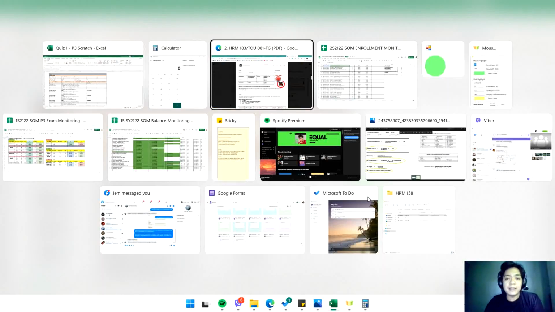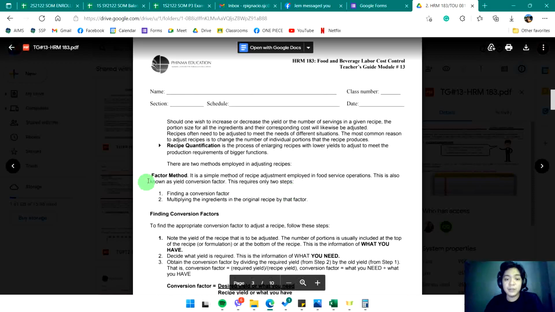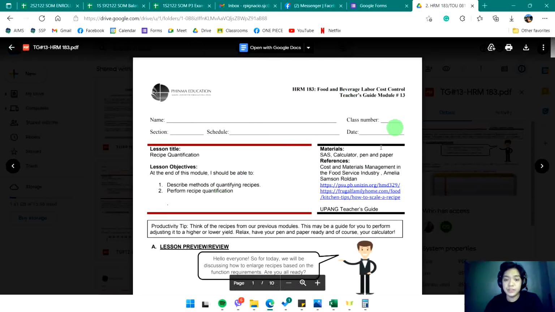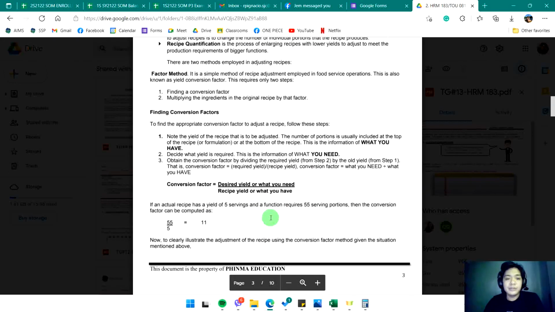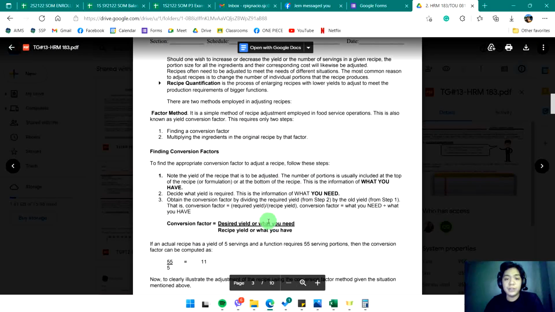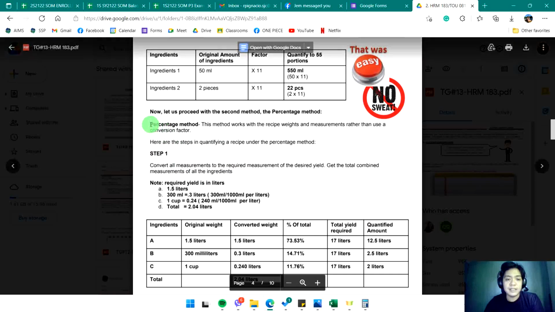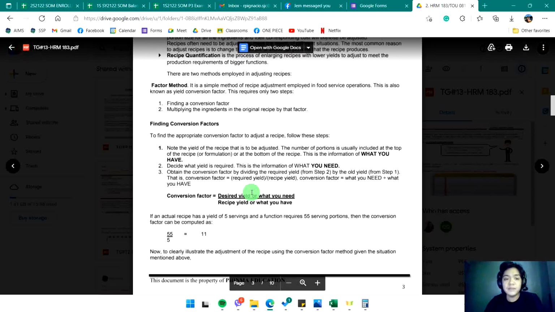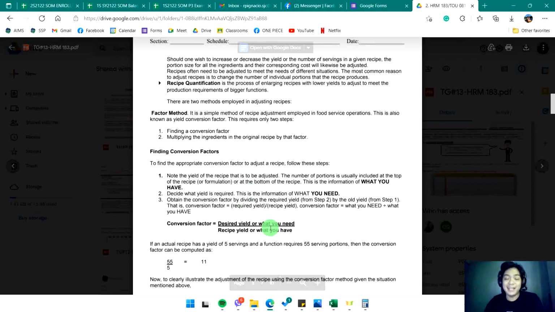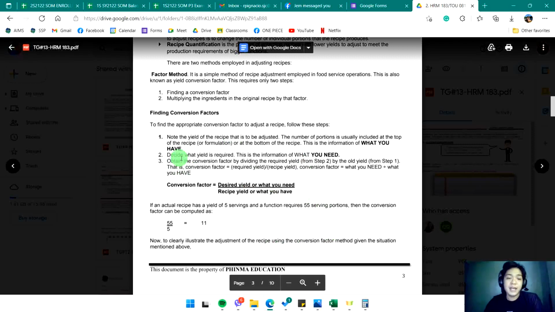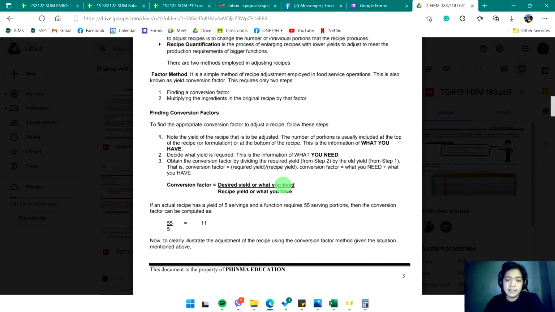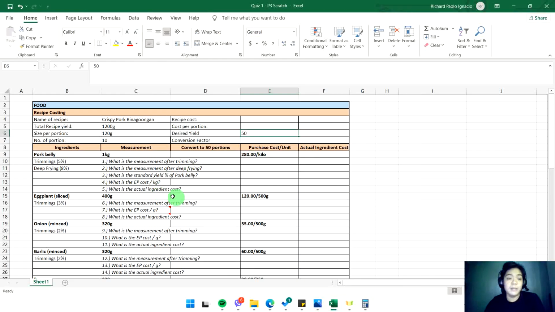Para makuha yon, babalik tayo dito sa ating factor method, recipe quantification, module number 13. Out of the two ways that we can quantify our recipes, we have factor method and the percentage method. We'll only use factor method para mas madali ang buhay natin, kasi mas simple lang siya. And the formula for factor method is desired yield or what you need, over recipe yield or what you have, yung portion ng current recipe na meron tayo.